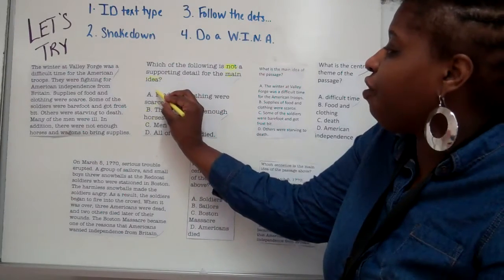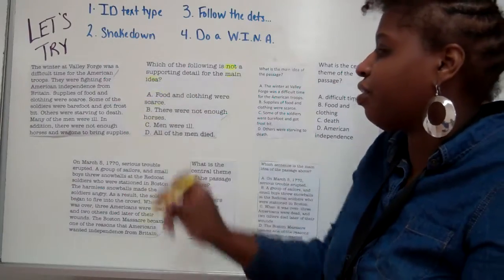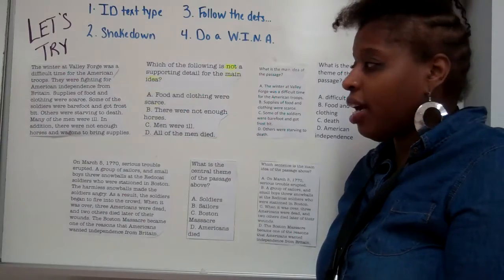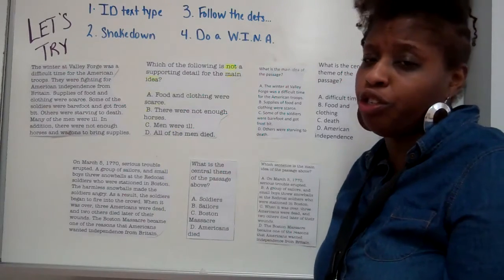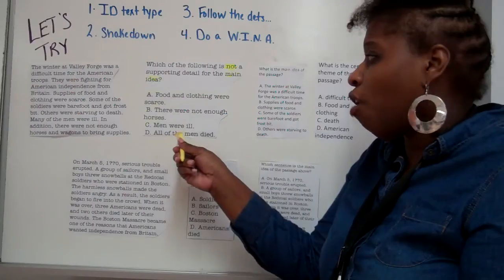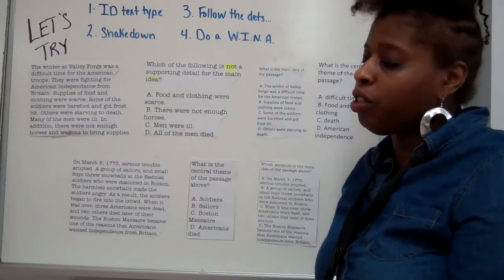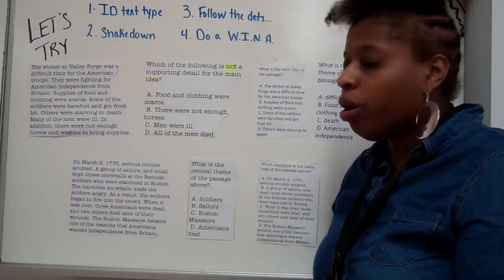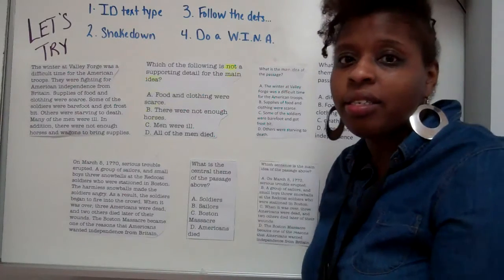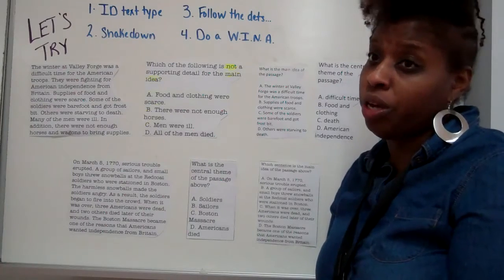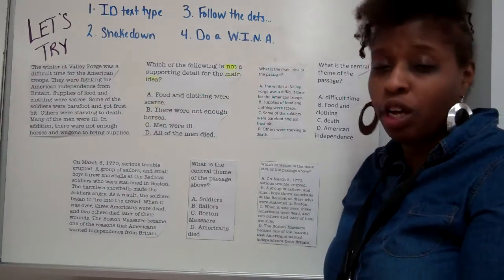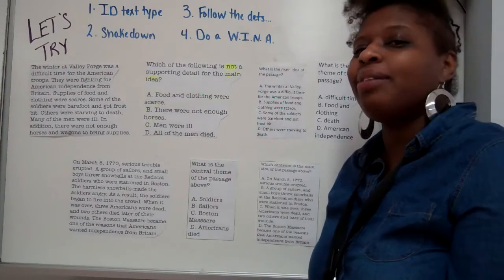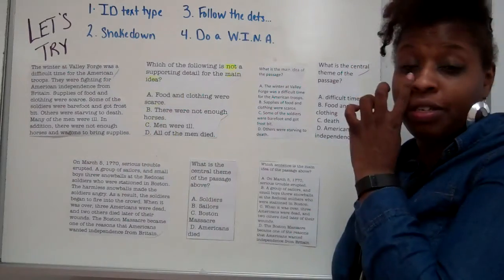So, if you said A, food and clothing were scarce, you were absolutely correct. The reason why it's A and not D, while they're both good choices, is that the fact that all the men died would make it even a more difficult time for the American troops. Why? Because they were fighting a war. The more men that died, the tougher it would be for them to win that war. The fact that they didn't have food and clothing would not really make it that much more difficult. So that's why the answer is A.